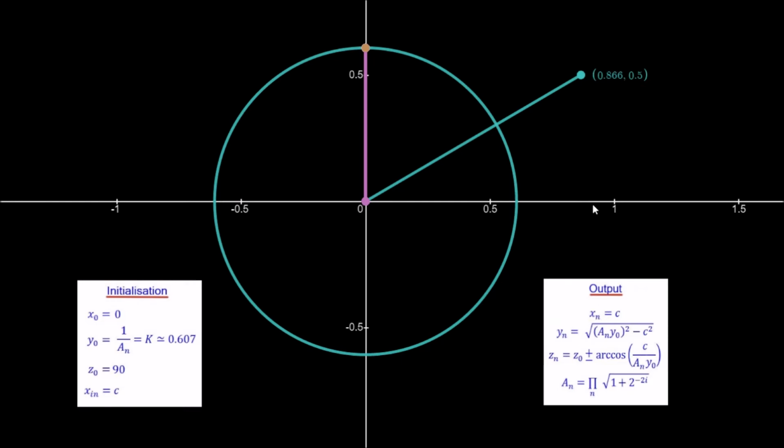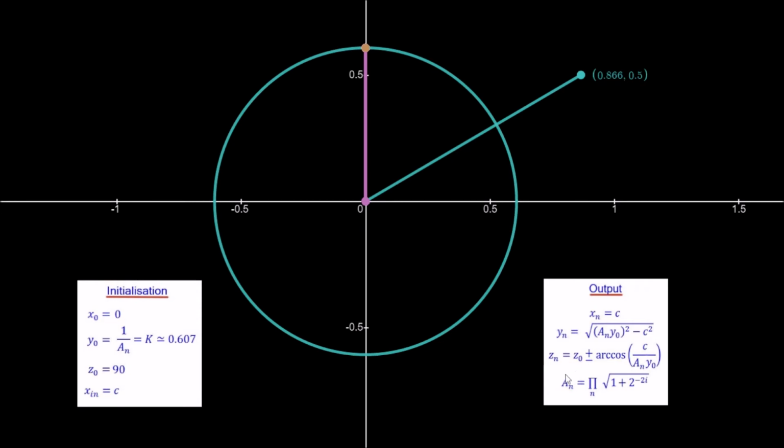The final value for our y, which is this distance here, again by Pythagoras, is going to be our value for our hypotenuse squared minus the value for our x distance squared. Now the value for our x distance here again is just the value c. In this example it's 0.866, and you can see that the value for our hypotenuse here is this distance here, which is the initial y0 height times the scaling factor an.